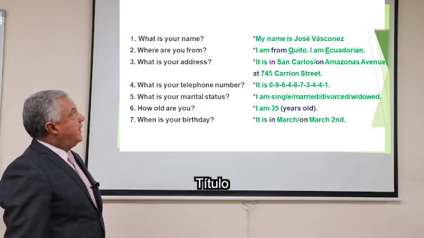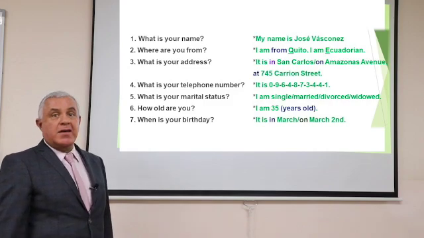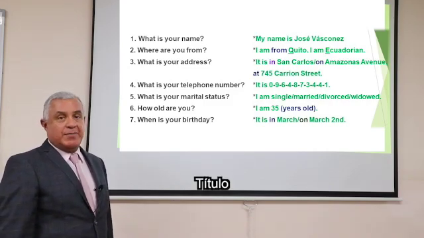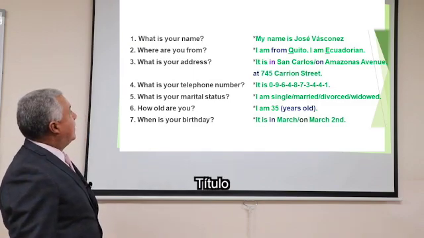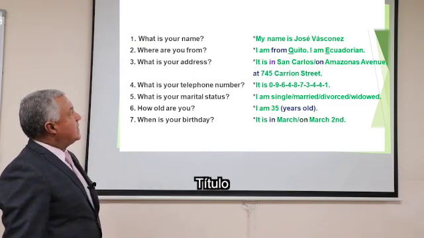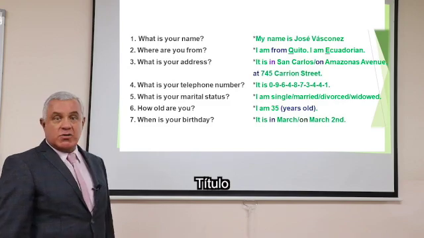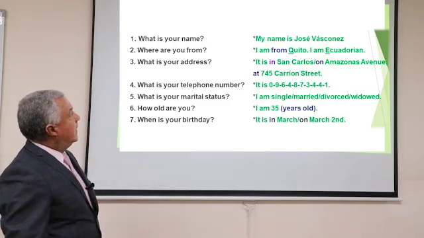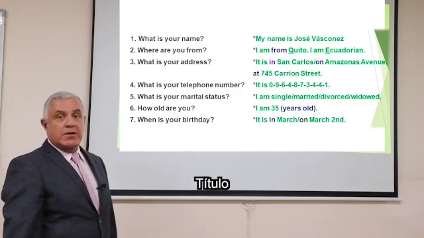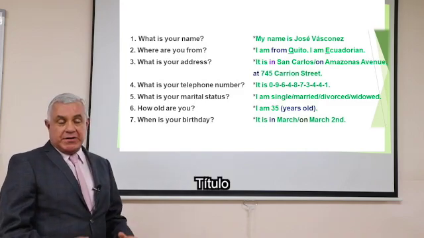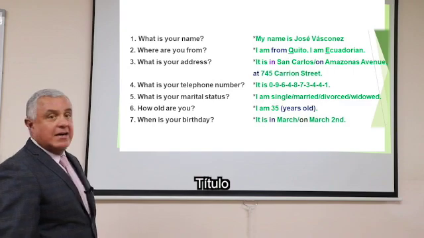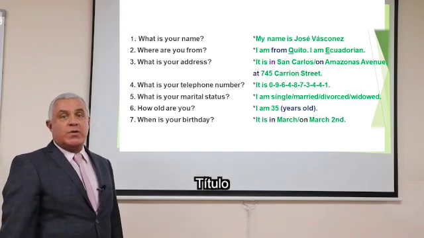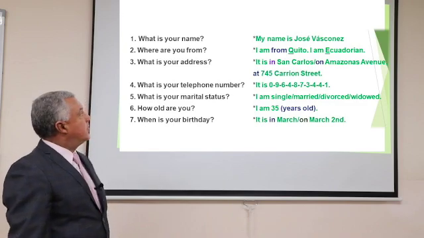In this case, the answer can be a city or a nationality. Both of them you have to write with capital letters. Number 3, what is your address? It is in San Carlos. In is used with sectors or neighborhoods. It is on Amazonas Avenue. On we use before streets and avenues. And finally, at 745 Carrión Street. At is used with numbered addresses.